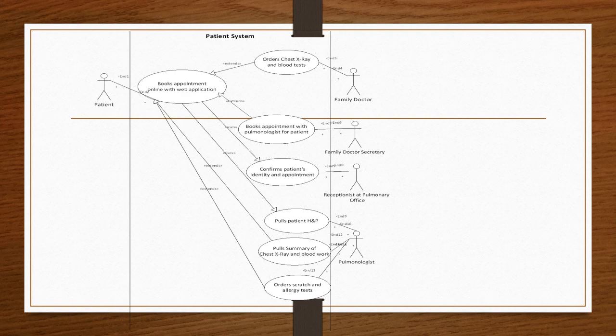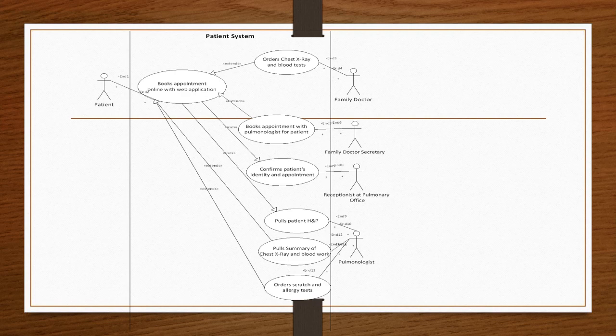After this, he recommends an appointment with a pulmonologist. So he is the third actor. The family doctor's secretary books an appointment for the patient, which extends back to the patient. The patient goes to the pulmonology office, so it is a use arrow. He then meets the fourth actor, the receptionist at the pulmonologist's office, who confirms his identity and his appointment.